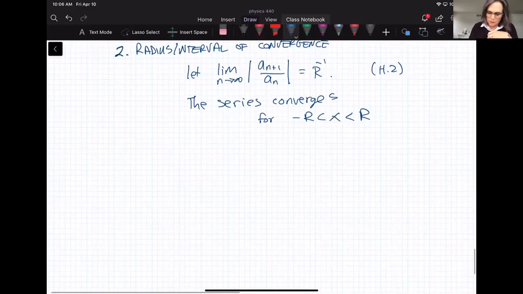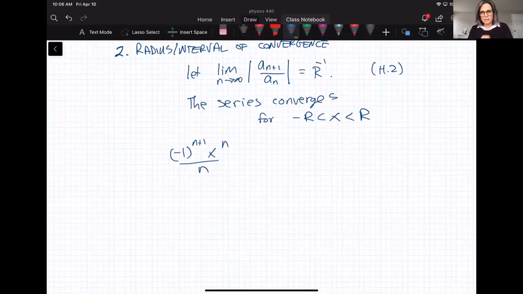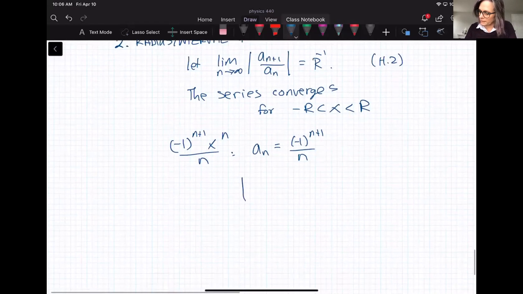So as an example, let's consider, let's see, I've got a couple of examples. Let's look at this one: minus 1 to the n plus 1 times x to the n over n, which is actually a series that we've seen already. So it's kind of an alternating series. We know from this that a sub n is equal to minus 1 to the n plus 1 over n. And if we want to know the region in which this power series converges, then we look at the ratio of a sub n plus 1 over a sub n.